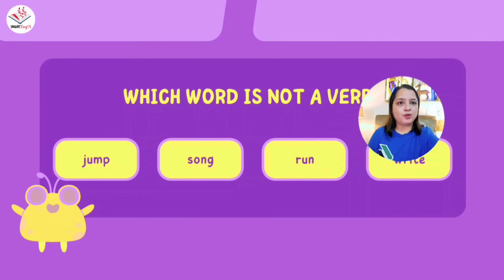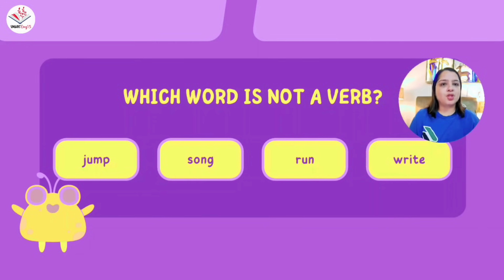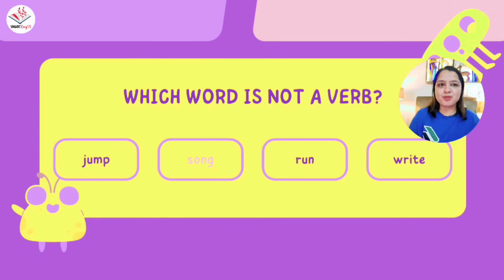First question is, which word is not a verb? Jump, song, run, or write. So the correct option is song. Song is not a verb.